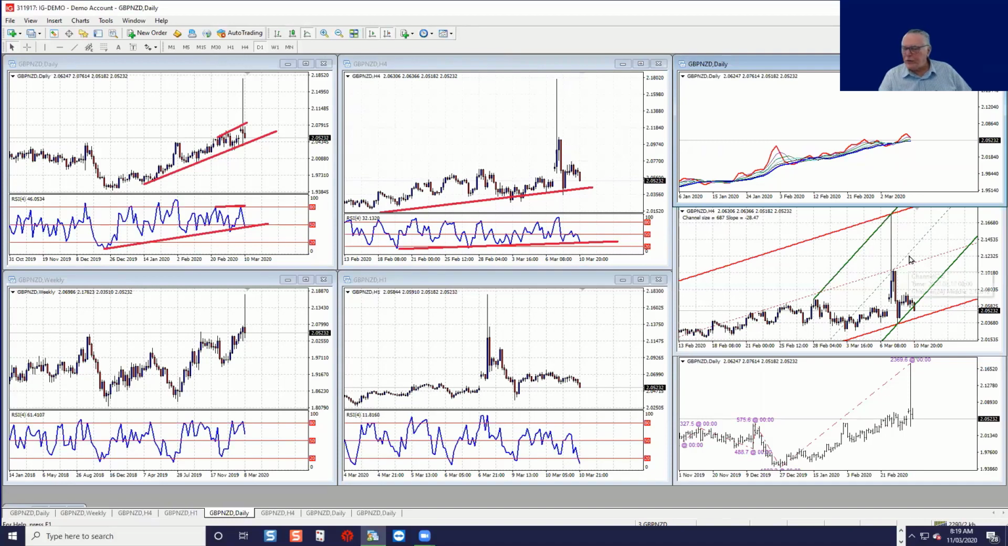So of the two, I would say the Euro Oz is most probably the better trade. I would probably not enter this one because of this uncertainty. It seems to want to.